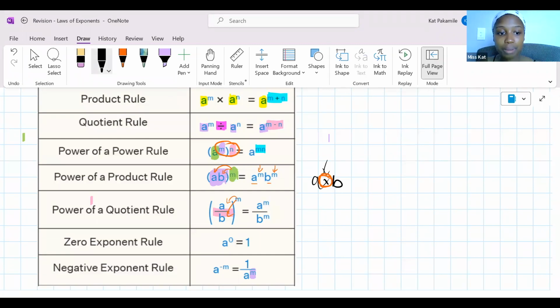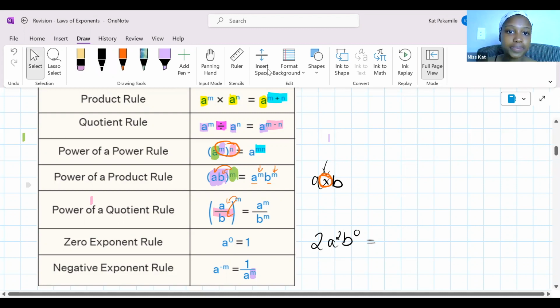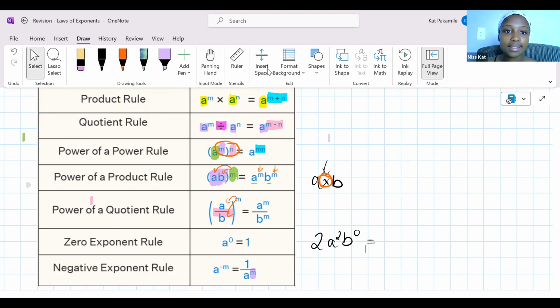Okay, going back to the zero exponent rule, I want to ask you guys something. If I have this, what is my answer there? Let us see. What is my answer for this quick little question that I made up over here? Lee says 1. Let's hear what everyone has. Okay, Lee says 1.